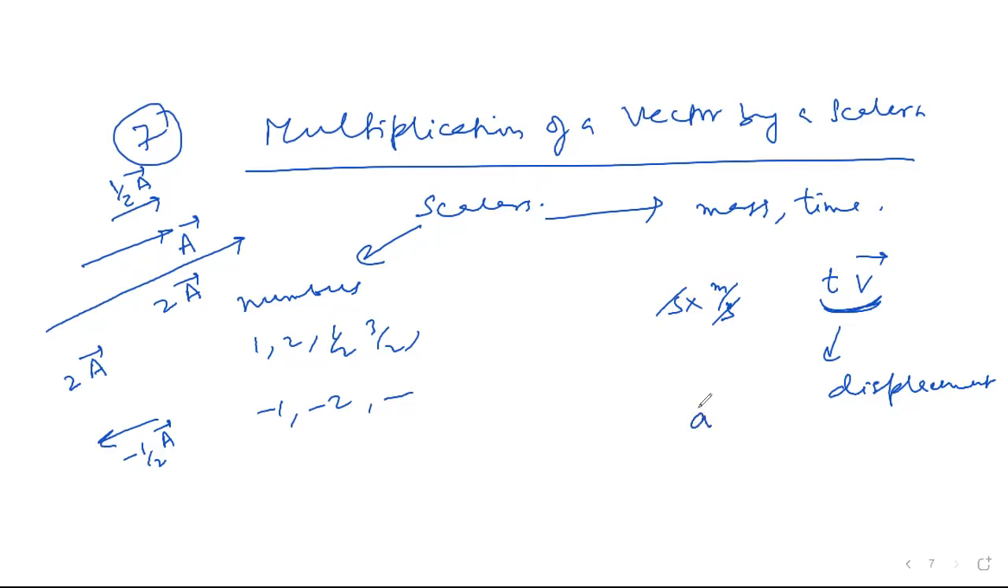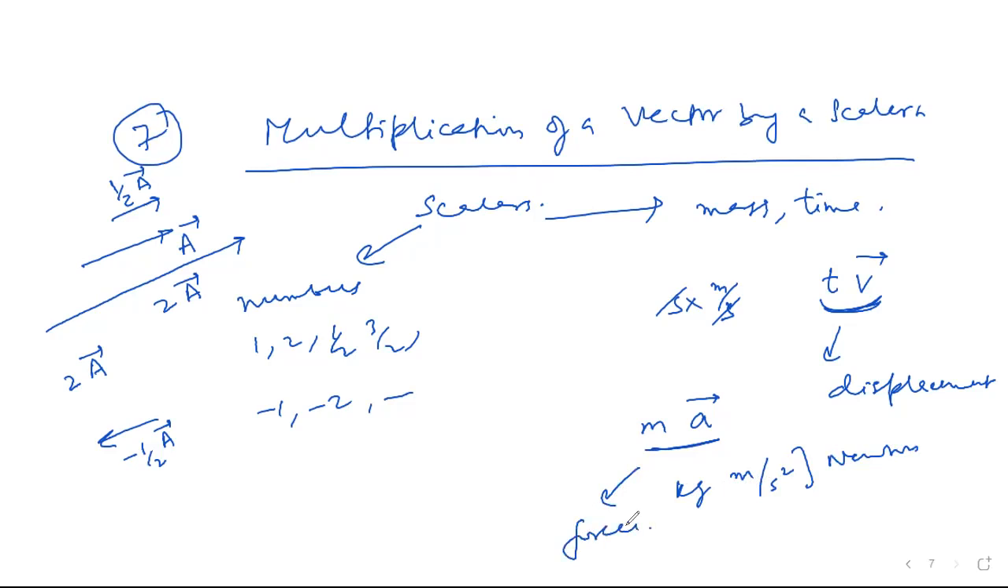Likewise, if I multiply acceleration vector with mass, mass is a positive scalar, ma is a vector in the same direction as that of A, and it has magnitude equal to m times the magnitude of acceleration. But this quantity is now not an acceleration, it's a force. The unit of mass is kg, unit of acceleration is meter per second square. So it is kg meter per second square, which is Newton. So it's force.